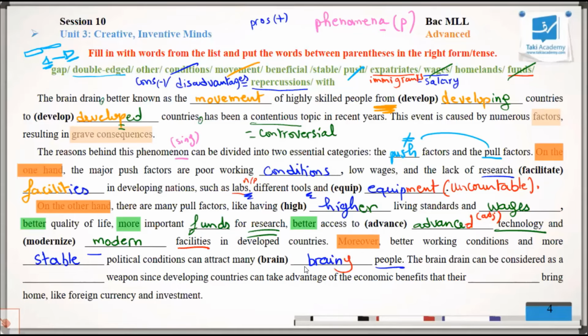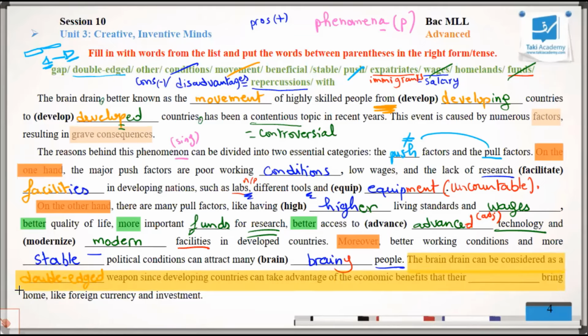The brain drain can be considered as a weapon since developing countries can take advantage of the economic benefits that they bring home, like foreign currency and investment. Yes, what kind of weapon? It's double-edged. So it has positive points as well as negative ones. So that's why it's double-edged. Now here, what do we call the last sentence? The brain drain can be considered as a double-edged weapon, blah, blah, blah, etc.